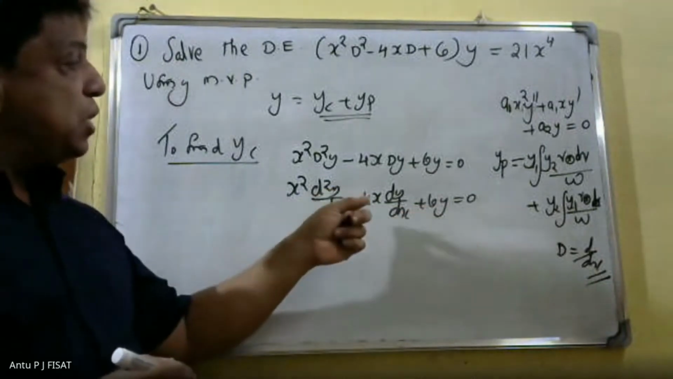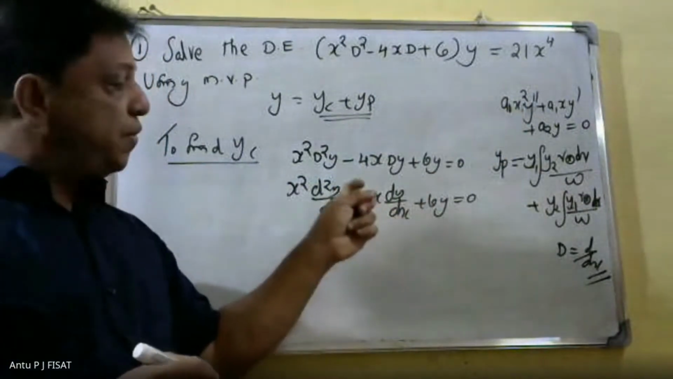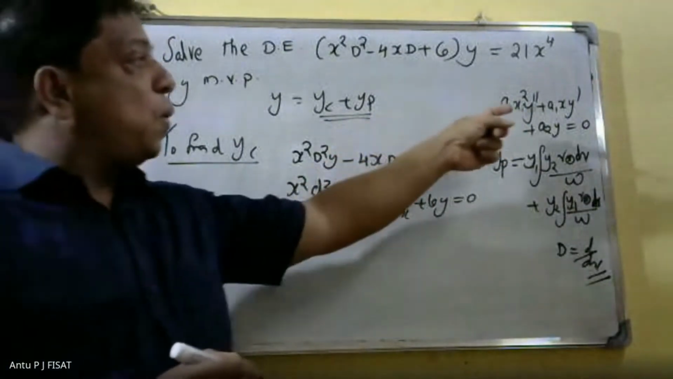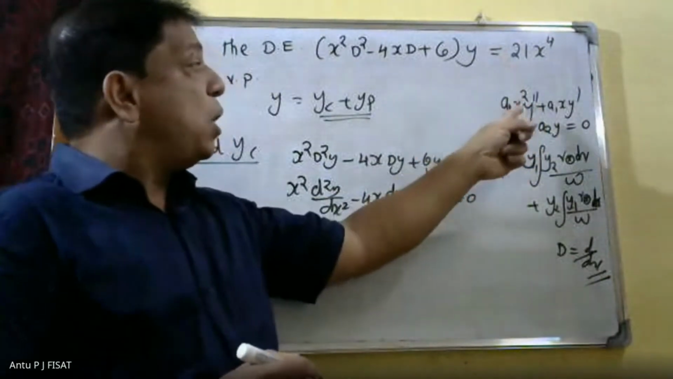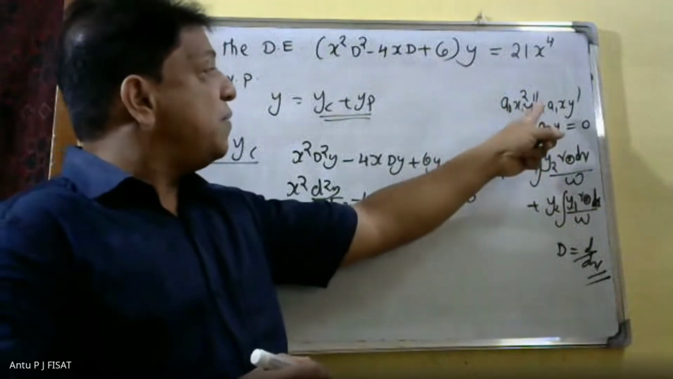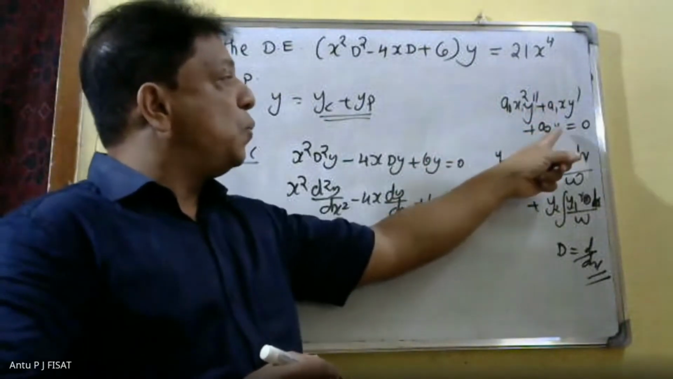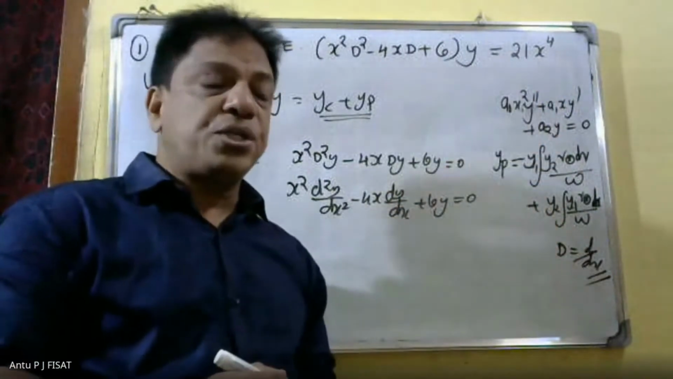Then we compare this equation with our Euler-Cauchy equation. This is an Euler-Cauchy equation. The standard or general form of the Euler-Cauchy equation is a0 x² y'' + a1 x y' + a2 y = 0.